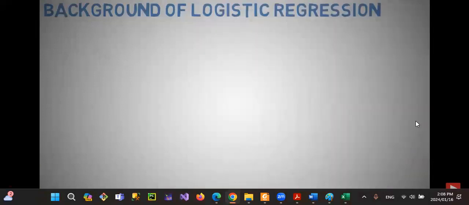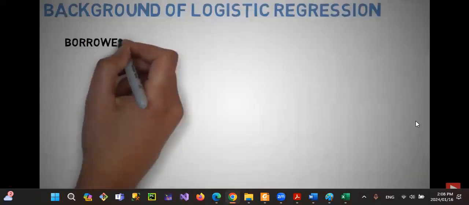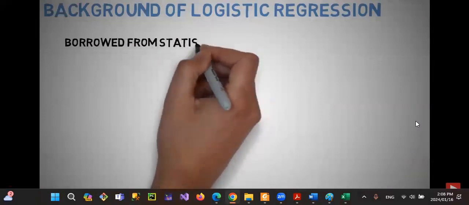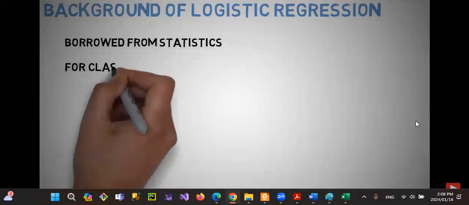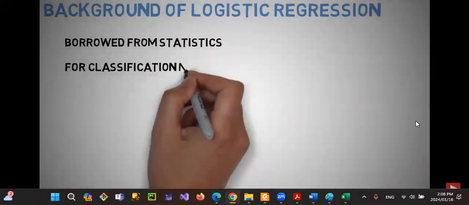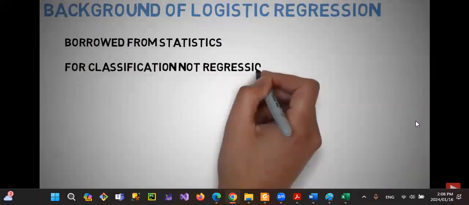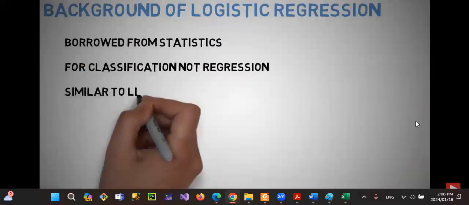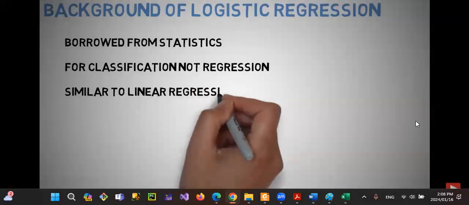Looking at the background of logistic regression. So logistic regression is another technique borrowed by machine learning from the field of statistics. It is a go-to method for classification problems. Despite the name logistic regression, it's not another algorithm for regression.